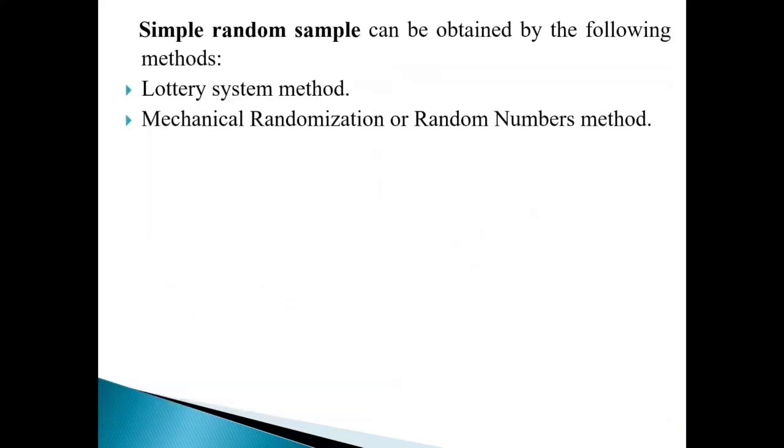So how can we draw a simple random sample from a population? By using these two methods. One is the lottery system method and the other is mechanical randomization, or the random numbers method. Some statisticians have developed random number tables. Tippett's random number table is there. Fisher and Yates random number table is there, and numerous other tables.